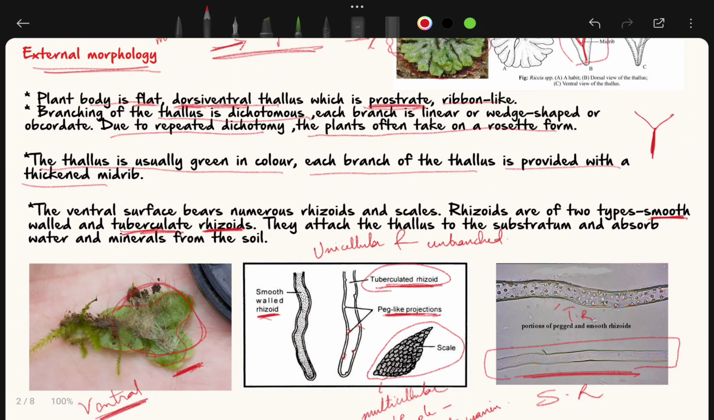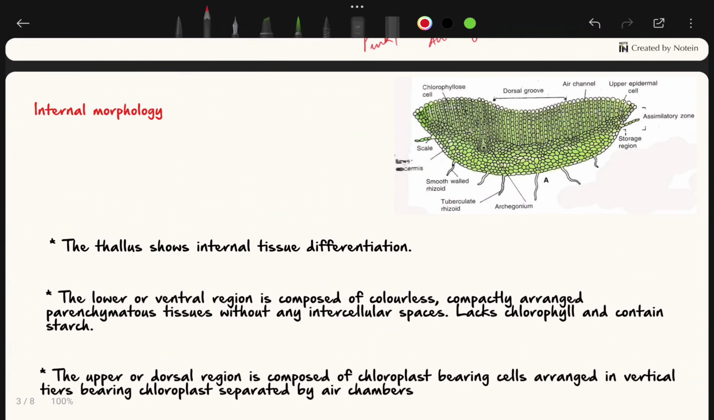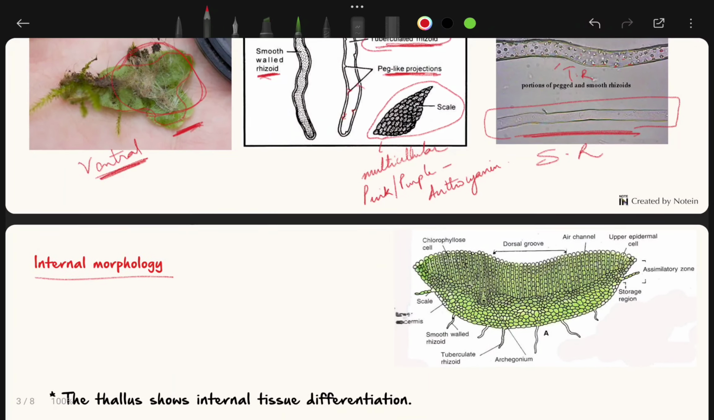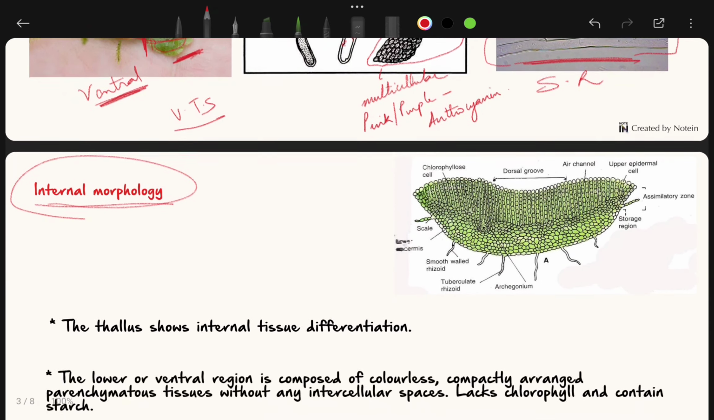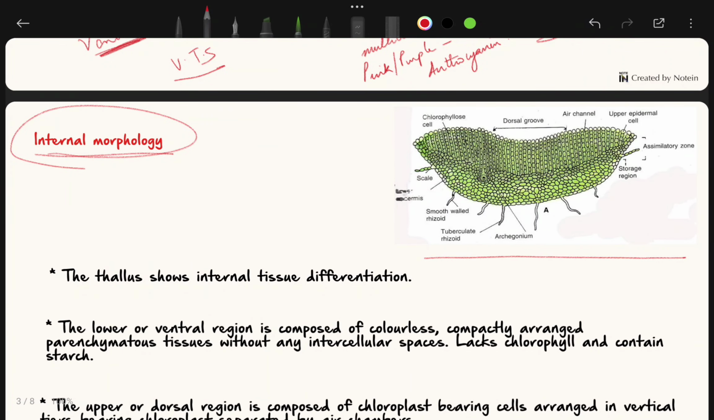So that is everything on the external morphology. Next we will go to the internal morphology. Okay, in order to study the internal morphology, we have to take a VS section of it, right? So if we take a VS section, a vertical section of the plant, and then look under a microscope, you'll find something like this. This thallus will show internal tissue differentiation, which means that the plant body is not just a mass of cells. It has specific tissues doing specific functions.